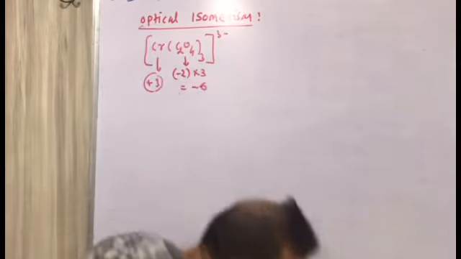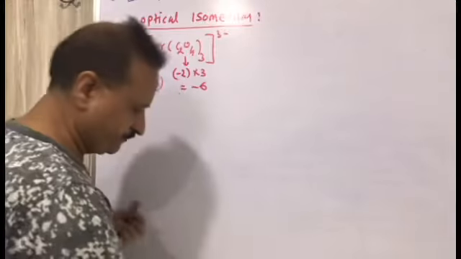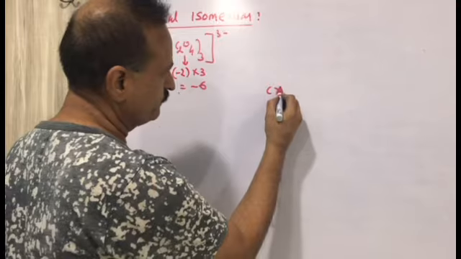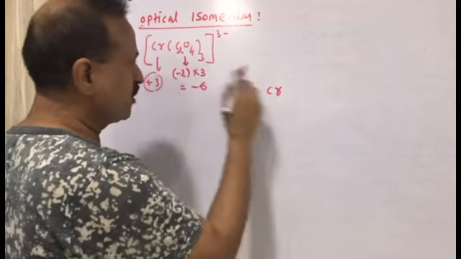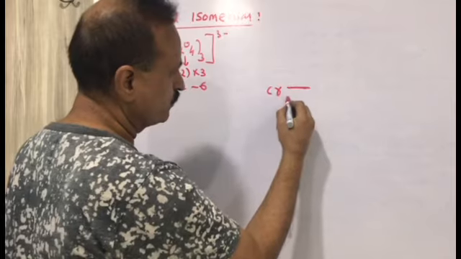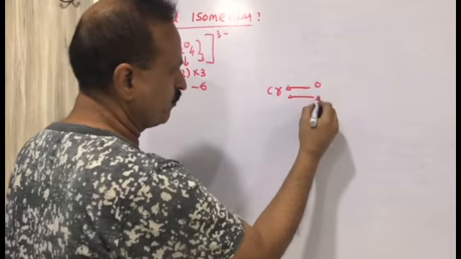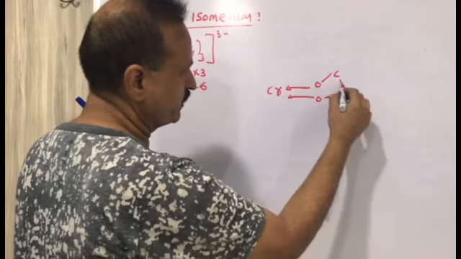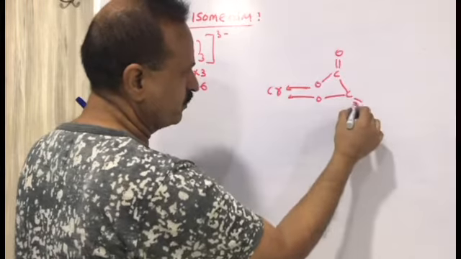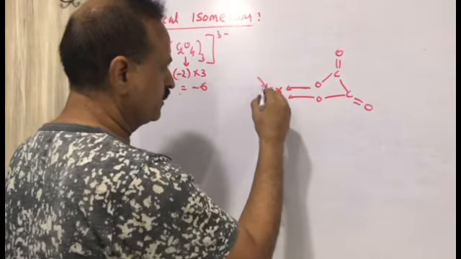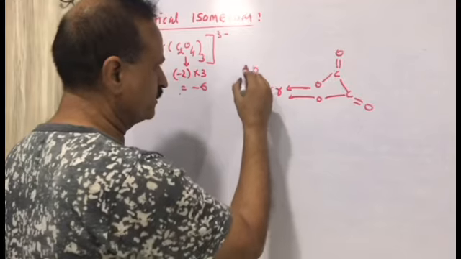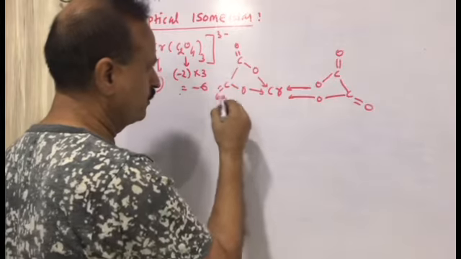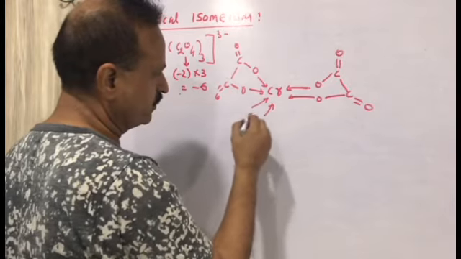Let's draw the structure of this complex compound. We draw chromium, Cr, and then three oxalato ligands. Oxygen will form a coordinate covalent bond. Here will be carbon, here will be carbon. One oxalato we have drawn. Another oxalato: oxygen, oxygen, carbon, carbon. Then the second and third oxalato.